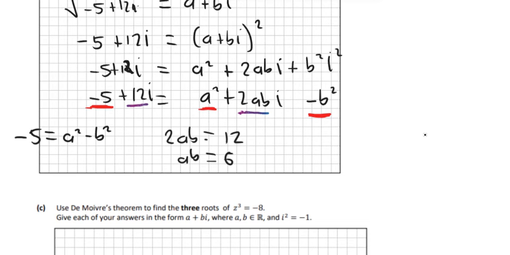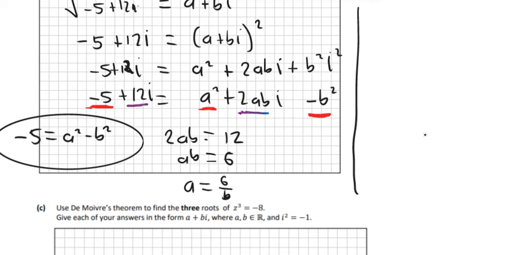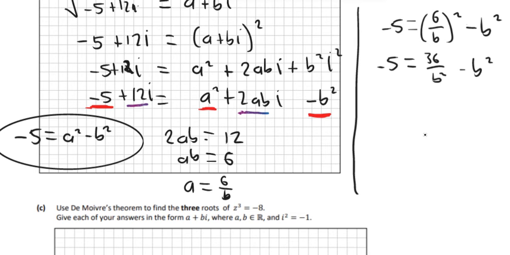So the easiest way to solve, maybe we can let a be equal to 6 over b, like that. So let a be equal to 6 over b. If I take this equation and put that in, I'm going to write it over here. Minus 5 is equal to 6 over b, and we have to square that, minus b squared. So that would be minus 5 is equal to 36 over b squared minus b squared.